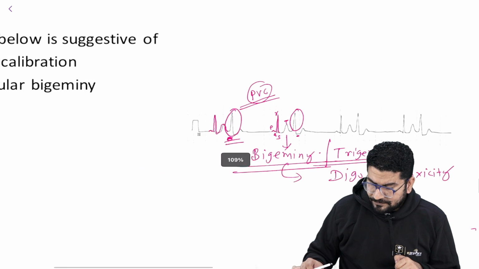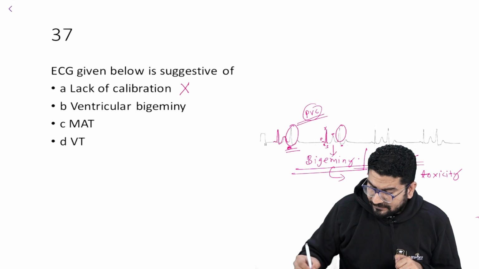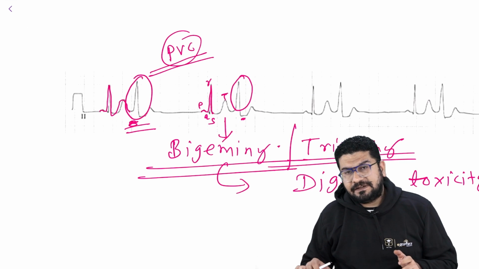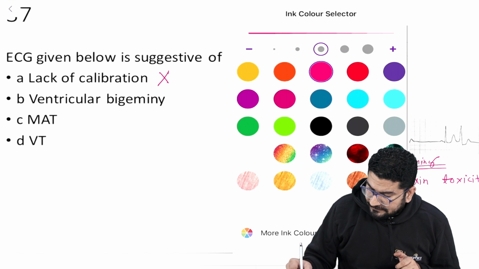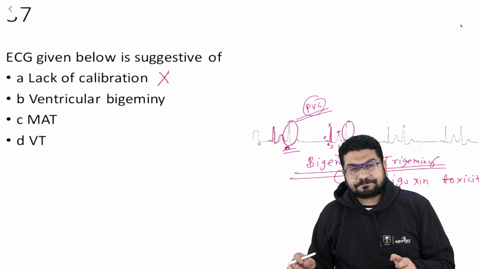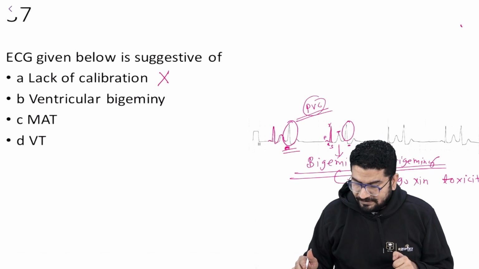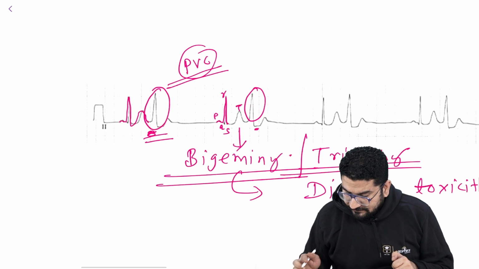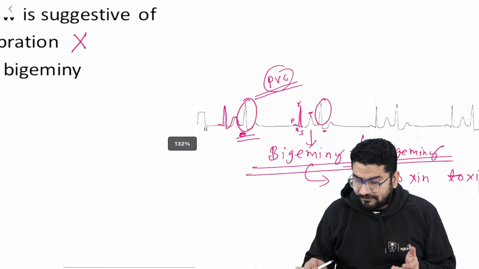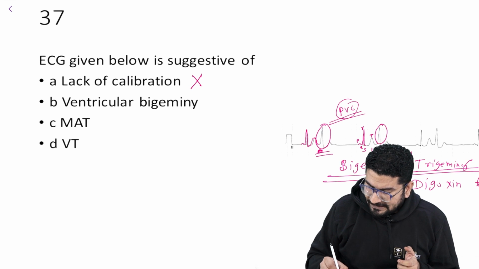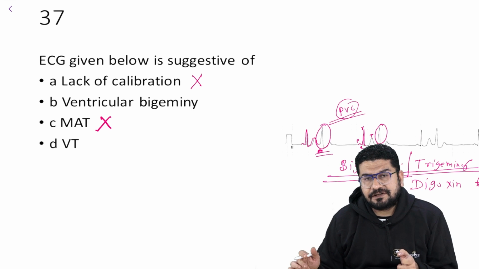So let's see the options. Lack of calibration is not the answer, because they could have mentioned any paper speed, nothing is given. MAT is not the answer. In MAT, you will see more than 3 different types of P wave morphology. Here we can see a normal P wave, but you can see ectopic beats, that is, ventricular ectopics. So MAT is not the answer, because there is no atrial pathology here, it's a ventricular disorder.